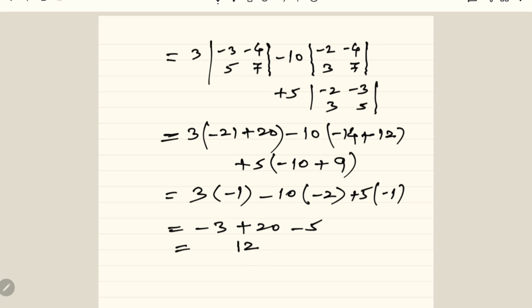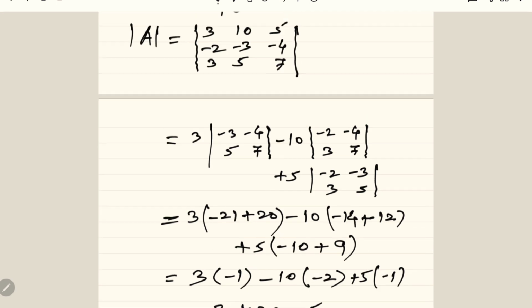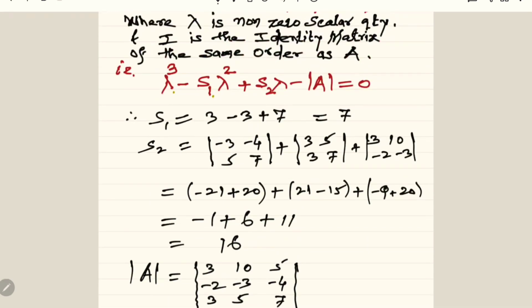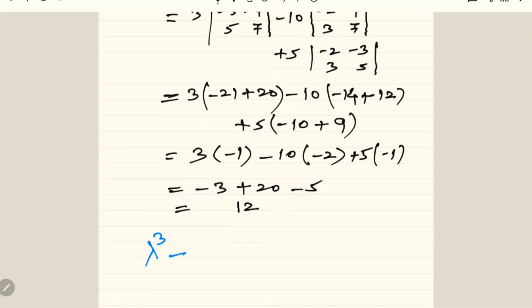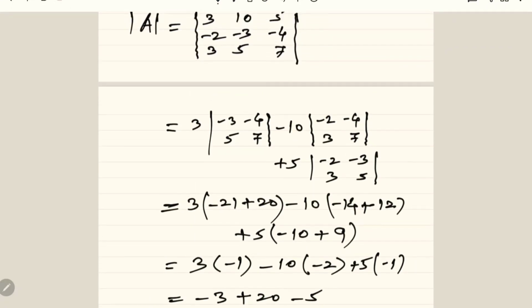Then substituting the values of S1, S2 and determinant of A in equation 1, we call this equation 1, suppose. Therefore we have lambda cube minus S1 lambda square. The value of S1 is how much?